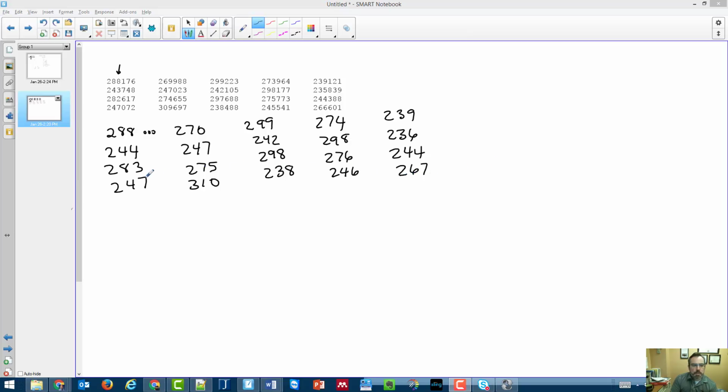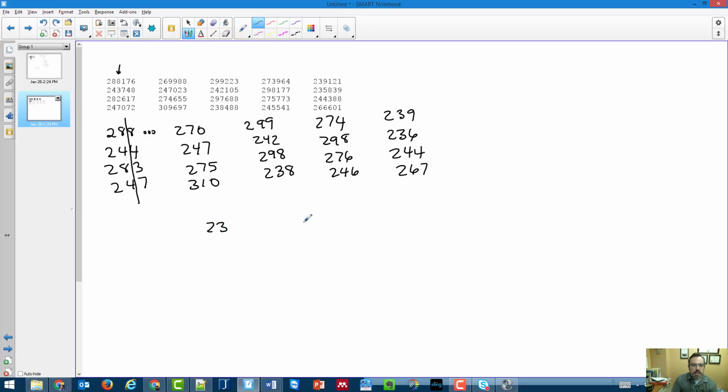I need to take a look because remember, my stem plot is going to basically be like drawing a line right here. So I'm going to need numbers that go as low as what appears to be 23, because I've got a 239, but it's going to have to go all the way up to as high as 310. So I'm going to need all the way up to the 31. So here is what the left-hand side of my stem plot looks like. Now I'm going to go through and put these where they need to be.